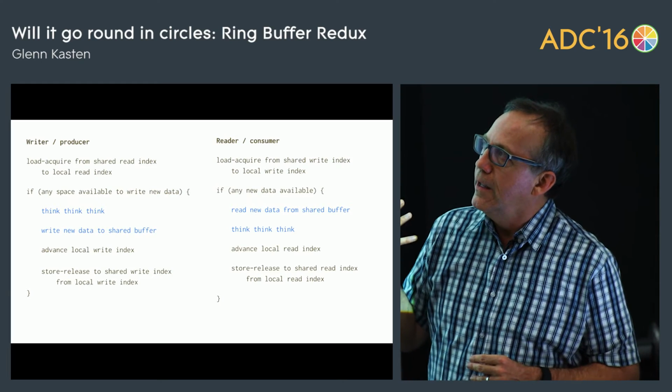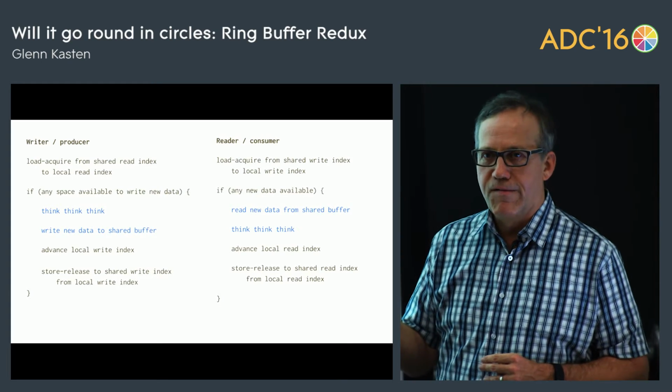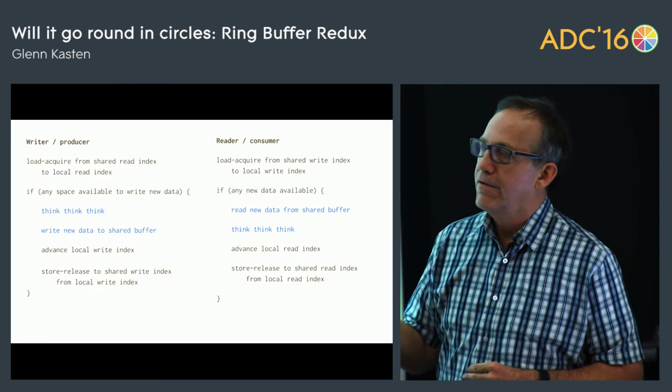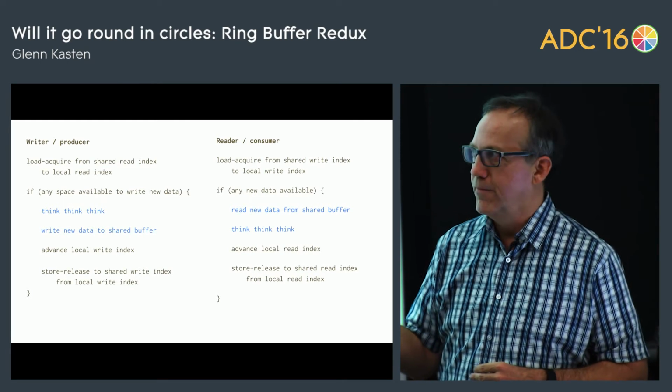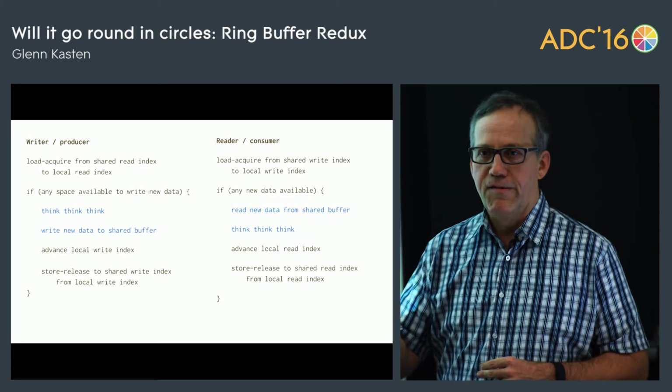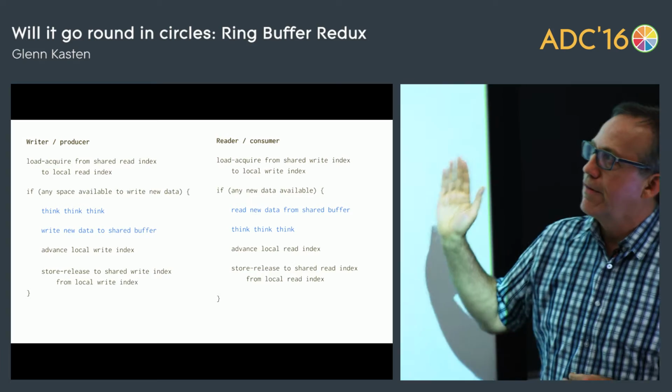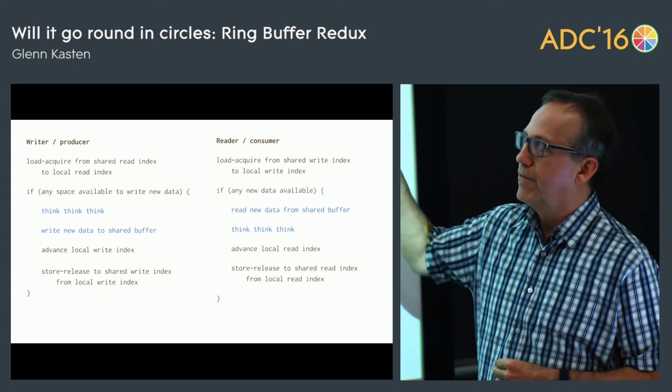But if it indicates that there's, for example, data there that you can read from, then what you can do is you can process the data in the buffer and then advance the corresponding index using a store release. And then your partner does the exact same thing, but in the other direction.